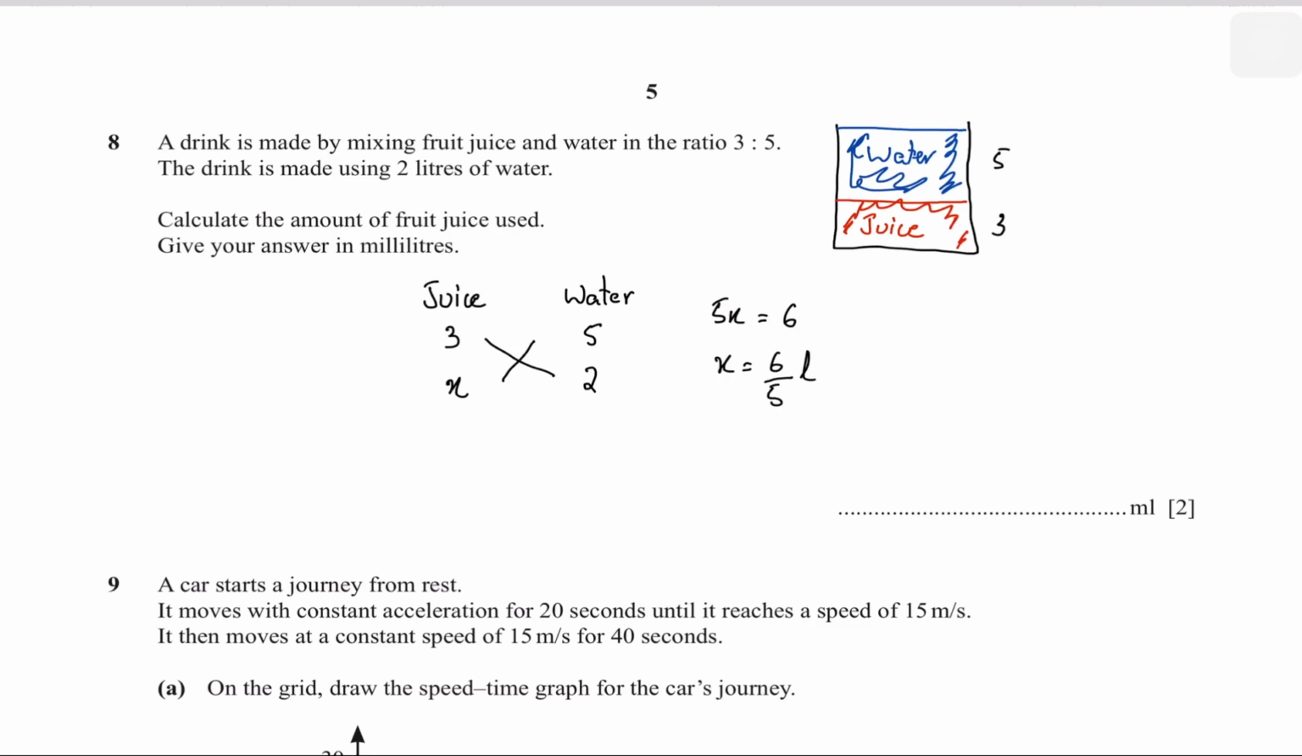But bear in mind, this answer is going to be in liters, whereas the question wants us to give a final answer in milliliters. So for this, you need to remember that 1 liter is basically equal to 1000 ml. So we're going to have 6 upon 5, and we're going to multiply this by 1000 so that I can convert this into ml. So we start simplifying this. 5 ones are 5. 5 2s are 10, 5 zeros are 0, 5 zeros are 0 again. So 6 times 200 is going to give us 1200 ml.